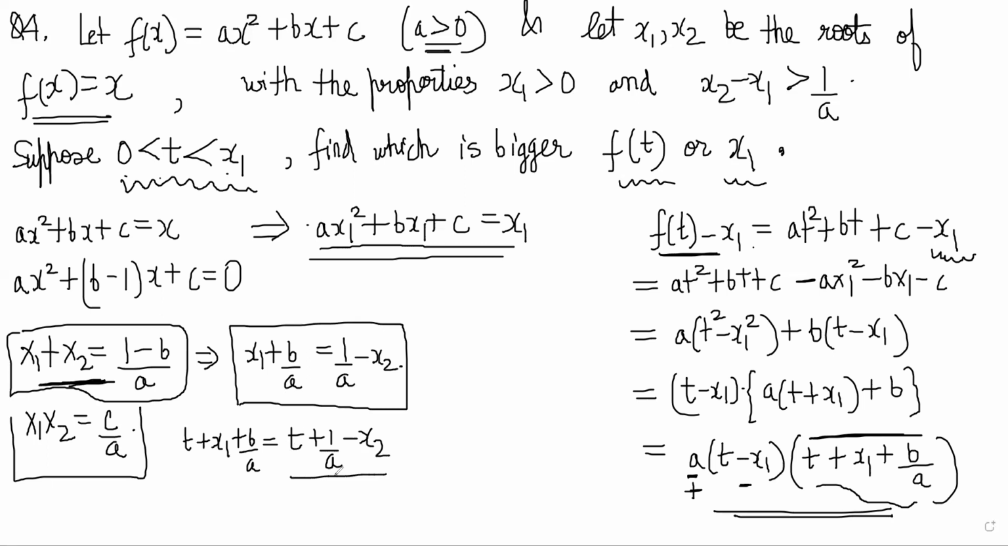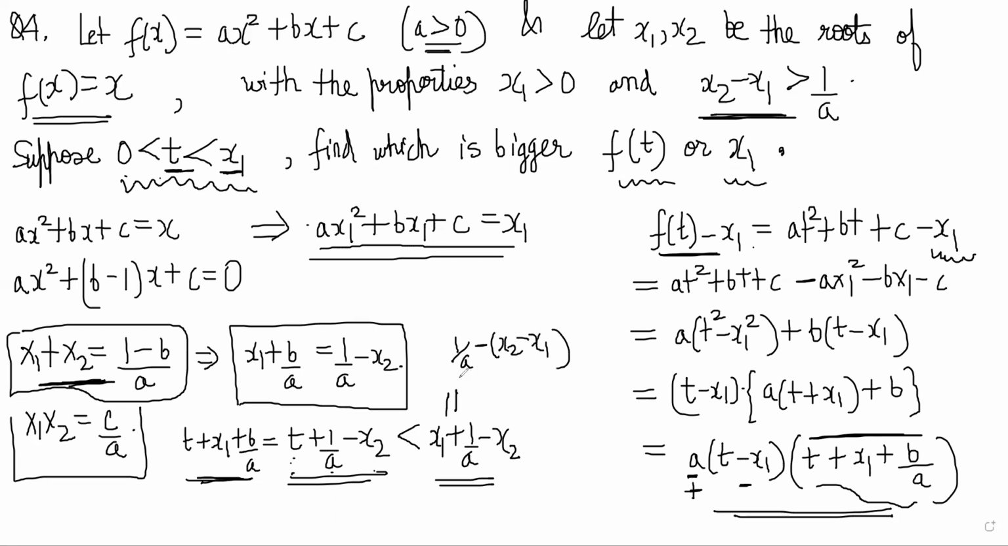And now, because t is less than x1, we can say that this is less than x1 plus 1 by a minus x2, right? I hope everybody is understanding what I'm doing here. Because t plus 1 by a minus x2 is equal to this and t is less than x1, I have written this is less than this. And now we know that we have x2 minus x1 is greater than 1 by a. So this term is actually 1 by a minus x2 minus x1, right? 1 by a minus x2 minus x1. So, but x2 minus x1 is greater than 1 by a.